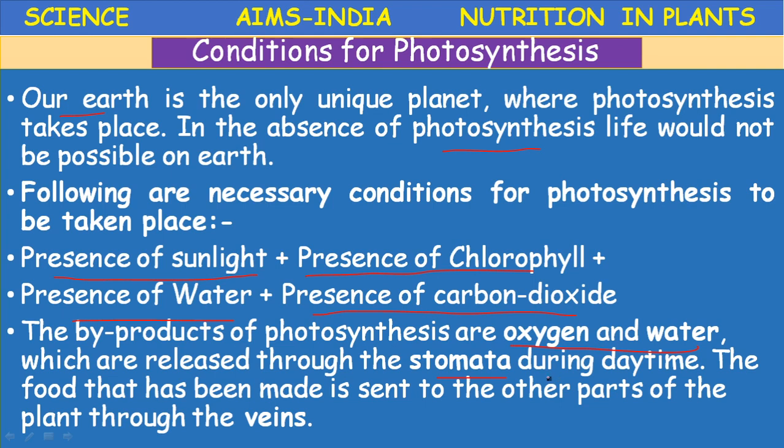On the surface of the leaf there are tiny holes, they are called stomata. During daytime this oxygen and water will be released through the stomata, because during daytime only the photosynthesis takes place and the products are formed. Okay. The food that has been made is sent to other parts of the plant through veins.